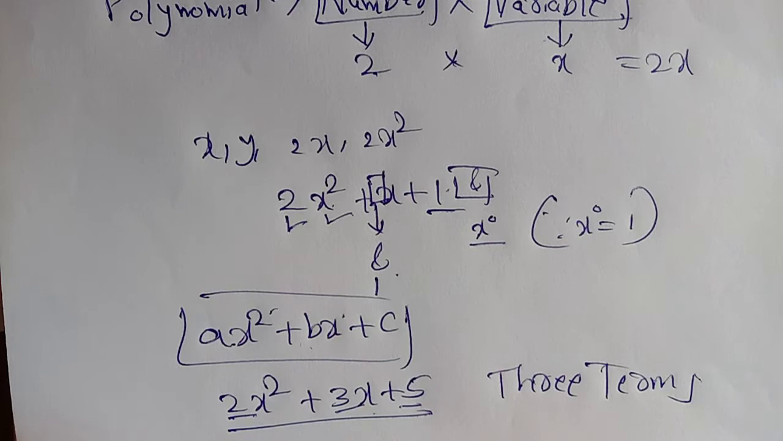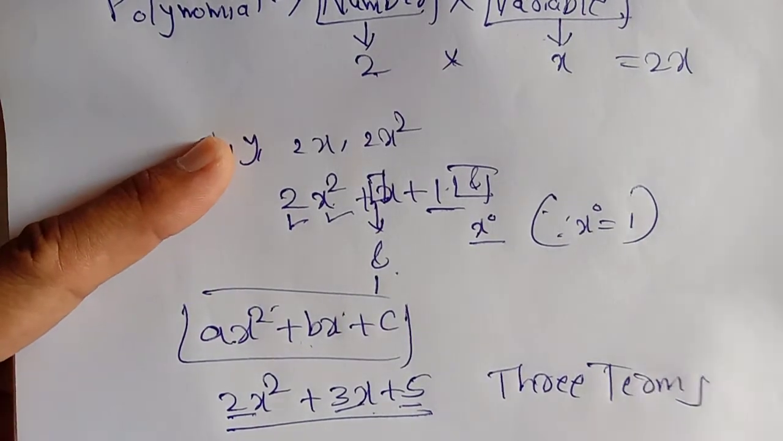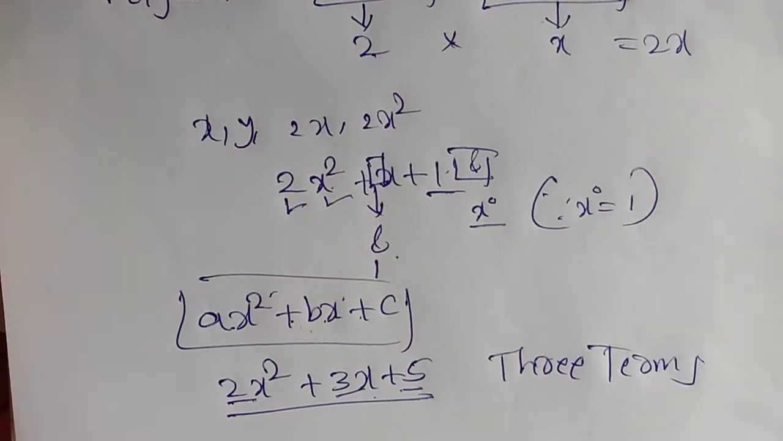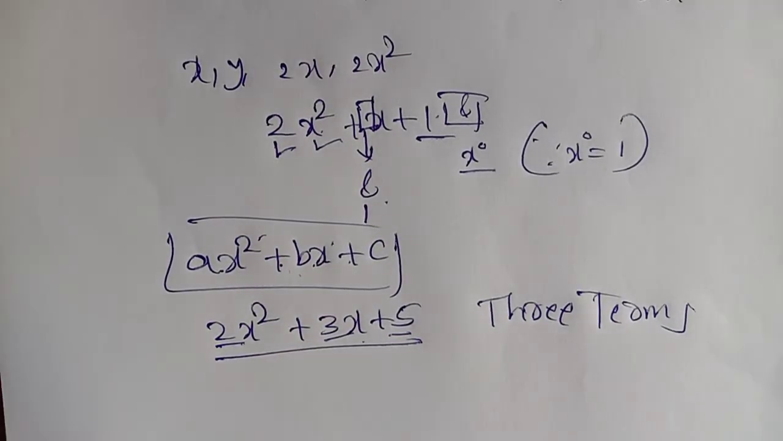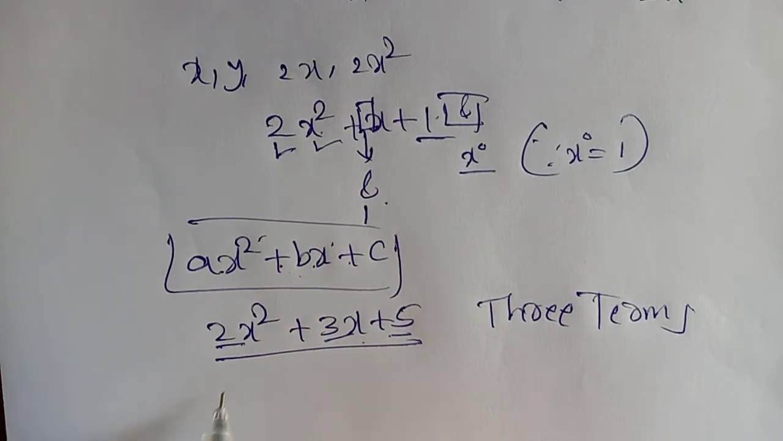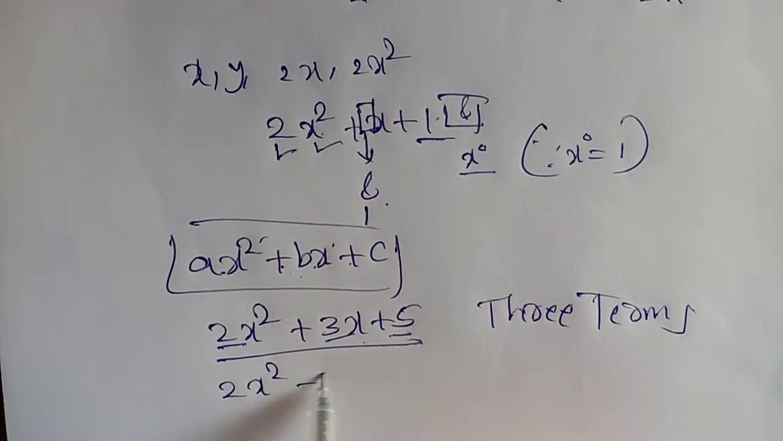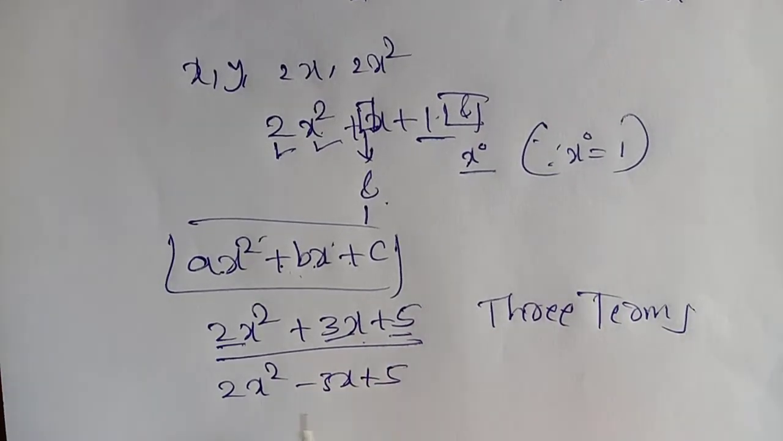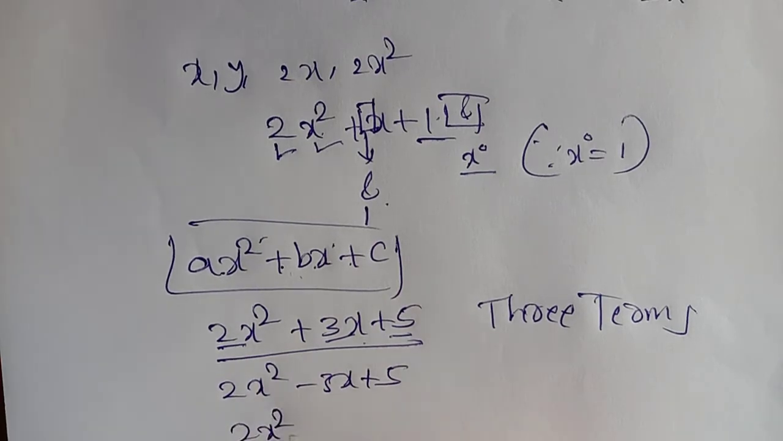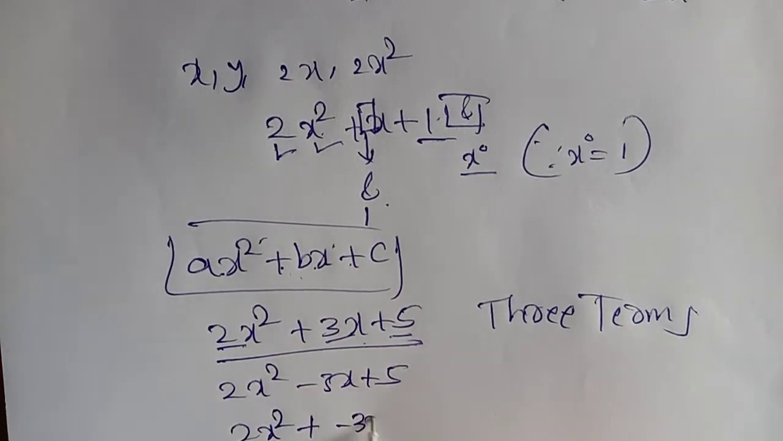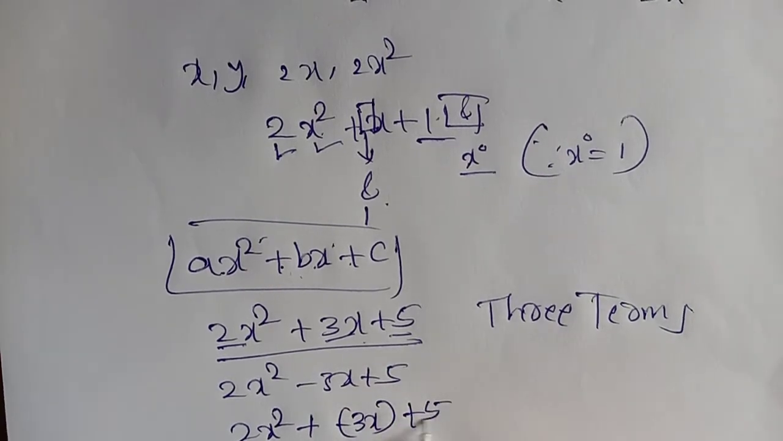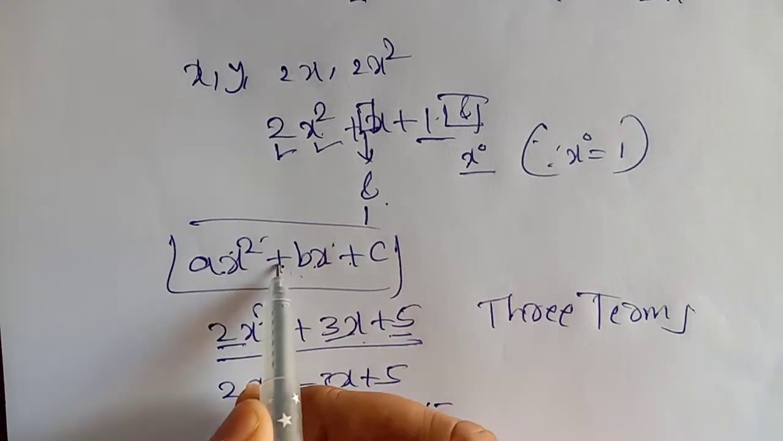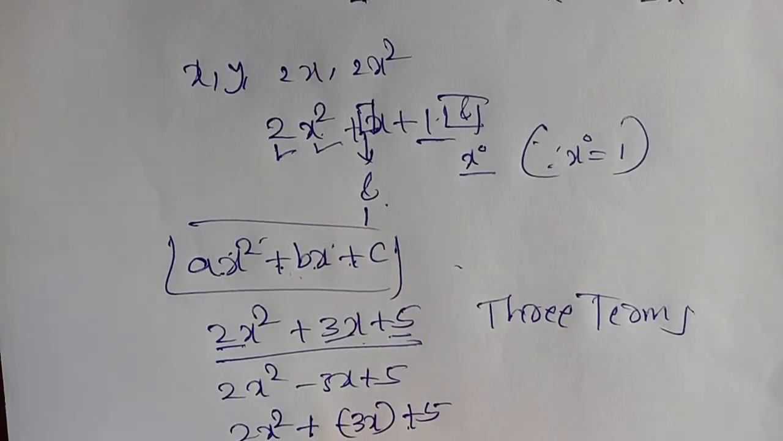And one more thing, I told you a polynomial should be in the form of ax square plus bx plus c. Now what if they have given 2x square minus 3x plus 5? Is it a polynomial? If they have given like this, we have to write this as 2x square plus minus 3x plus 5. Again plus came here, so it is in the form of ax square plus bx plus c. Like this we have to find.